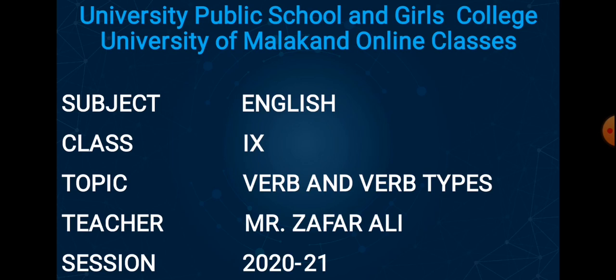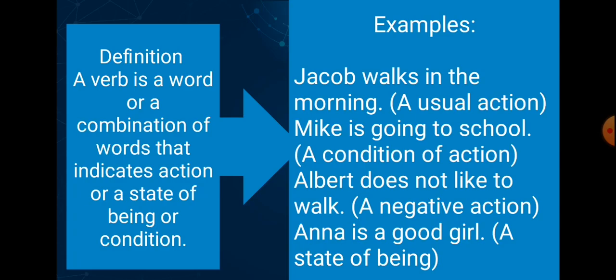Dear student, today we will discuss verb and types of verb. Verb is a part of speech and all part of speech are words. Verb is the most basic element in speaking and writing in English. So first of all we will define verb. What is verb? Verb is a word or combination of words that indicates action or a state of being or condition.